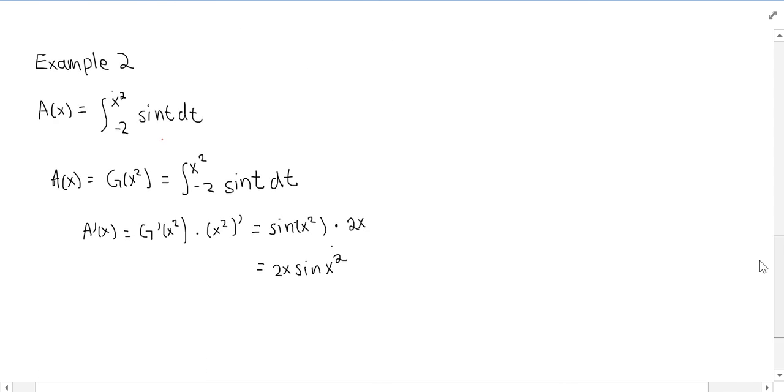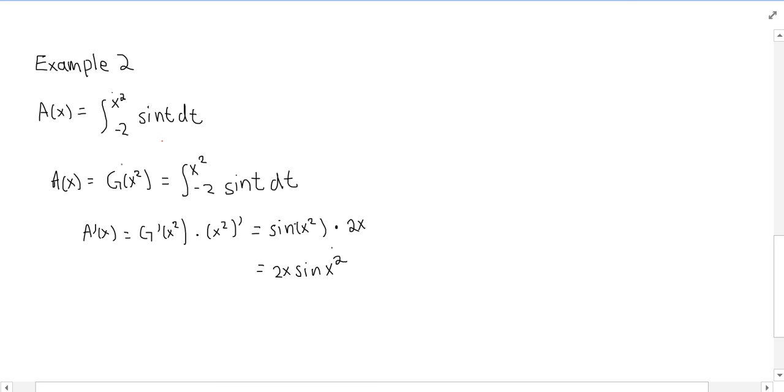But now let's look at a more complicated one. So this one, we have a lower limit of -2, an upper limit of x squared, and our function is sine t dt. And this is something that we call a composite function because it does require us to use the chain rule. So our area function here can also be written as g of x squared.